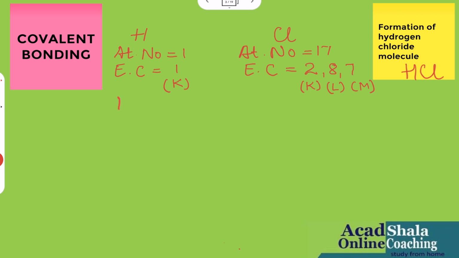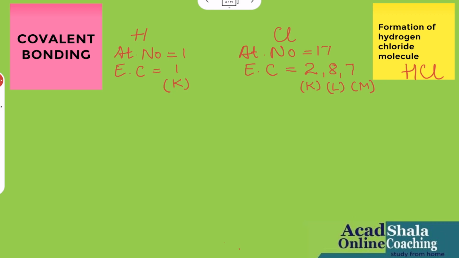Now hydrogen contains 1 electron, while chlorine contains 7 electrons. That means we have to work on the valence shell, that is valence electrons in the valence shell. Correct, children? Each atom requires 1 electron to acquire nearest noble gas configuration. Both atoms share 1 electron each to form hydrogen chloride molecule, which I am going to show you now.